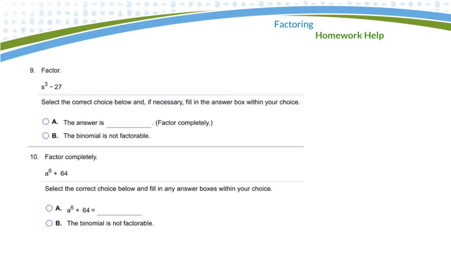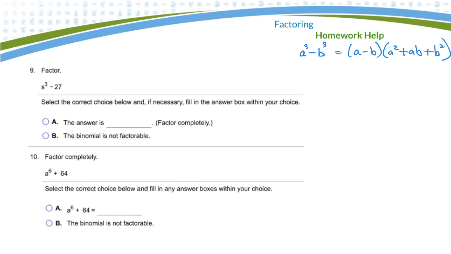All right, the last questions. Oh, these ones look to be sum and difference of cubes. Let me write my rules down for those. So if I have a difference of cubes like this, then my answer is a minus b times a squared plus ab plus b squared.